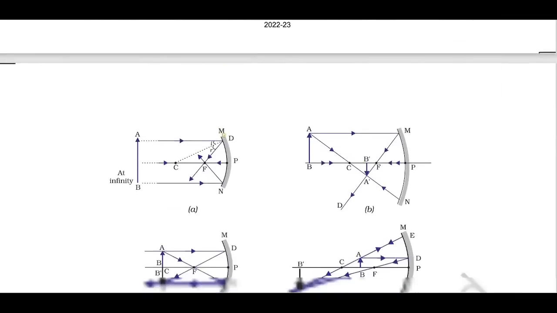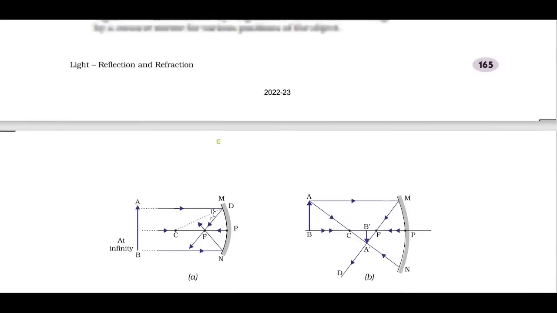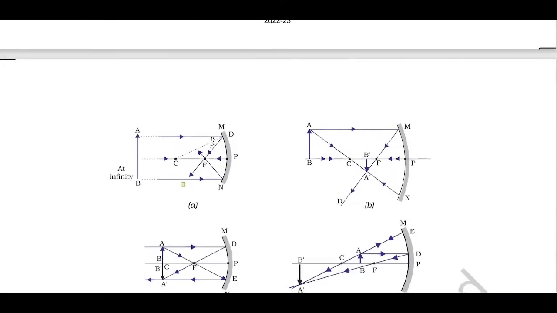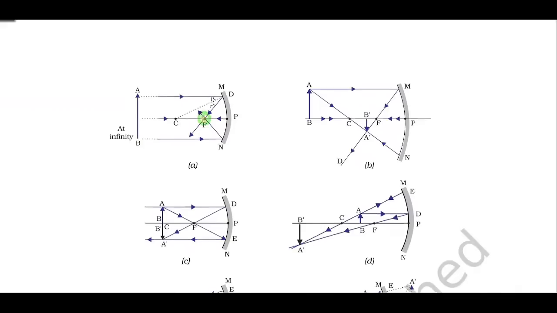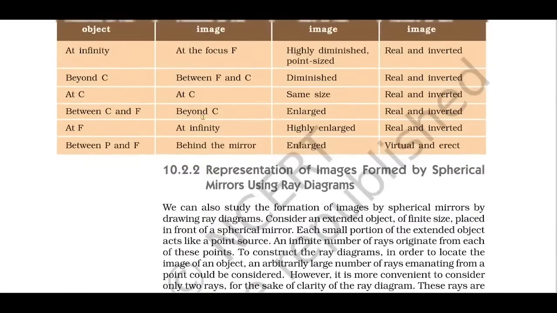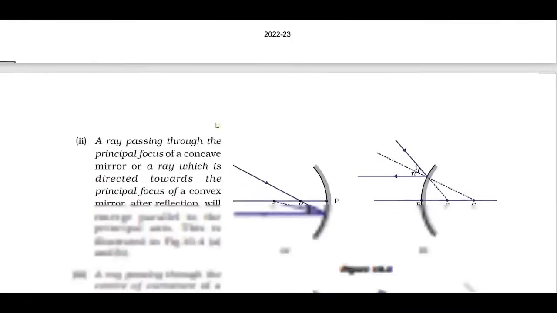Now we'll see image formation by the concave mirror. If the object is at infinity, what happens? If the rays are extended back after reflection, they meet at what? The point F, the principal focus. The image formed is diminished, right? It is point size, real and inverted.